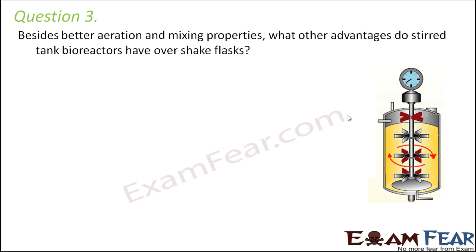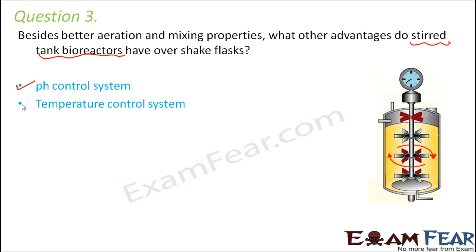Question number 3. Besides better aeration and mixing properties, what other advantages do stirred tank bioreactors have over shake flasks? Now, some of the advantages of the stirred tank bioreactors, which we have discussed just now, are as follows. They have pH control system. Actually, these stirred tank reactors have a lot of control systems, so you can control a lot of things. They have pH control system. That means you can control the pH inside the reactor. You can make the environment more acidic. You can make the environment more basic as required. Temperature control system. So you can increase or decrease the temperature.